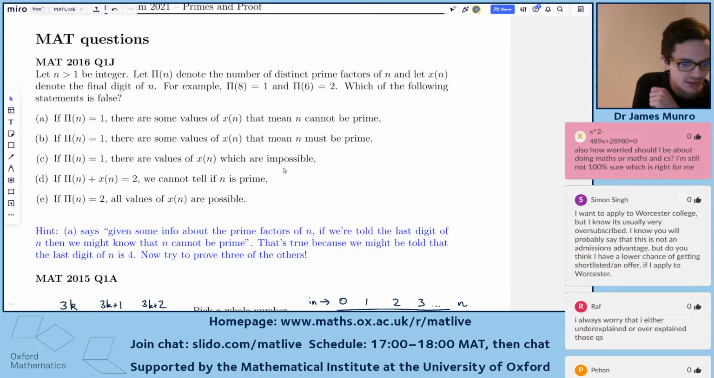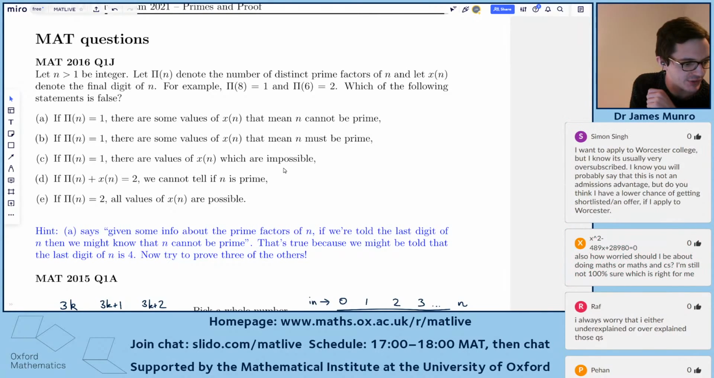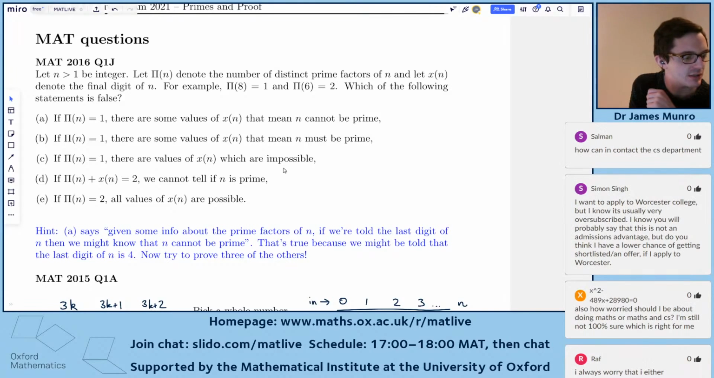Right, cool. What happens if I'm predicted A star, A star? Hang on, it's the same question five times. Okay, right, cool. I think we've answered this one. You can contact the CS department with their email address, I think is best, which is something like undergraduate.admissions@cs.ox.ac.uk.